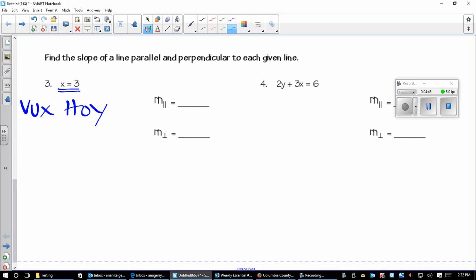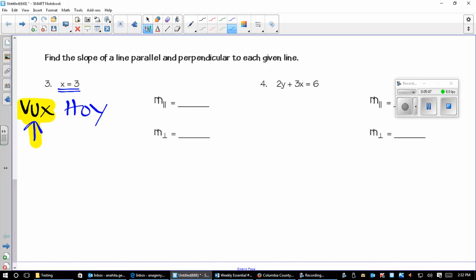So I've got this line, x equals 3. Your first question should be, what is the slope of x equals 3? I'll tell you right now, it's not 3. Come over here to Bucks-Hoy and it will help you remember what it is. For x equals, the slope is undefined.